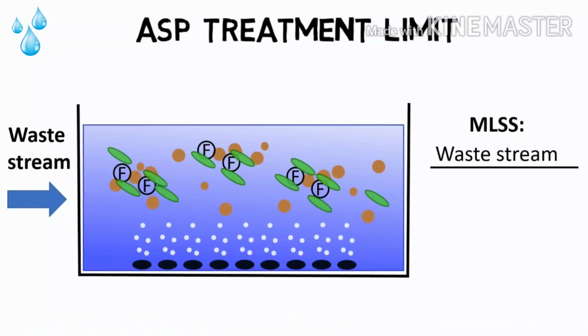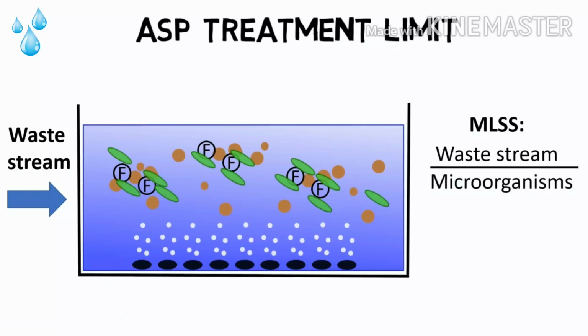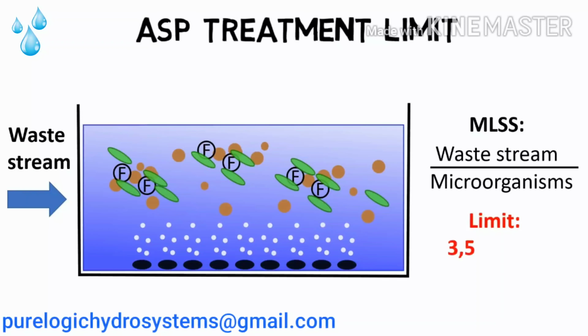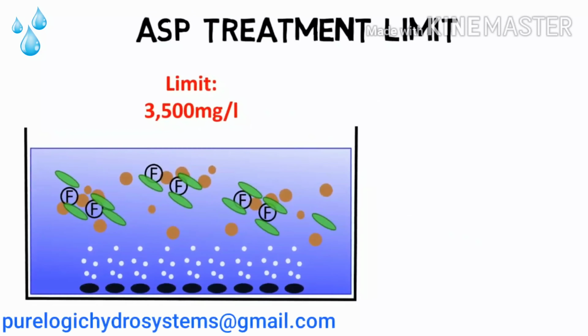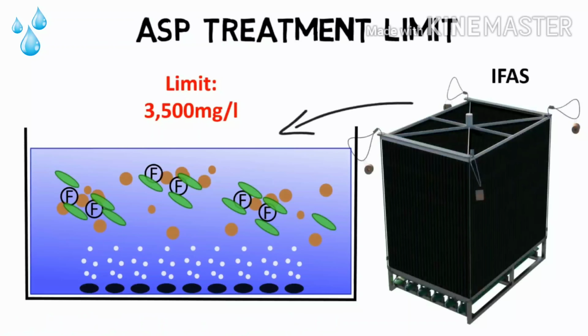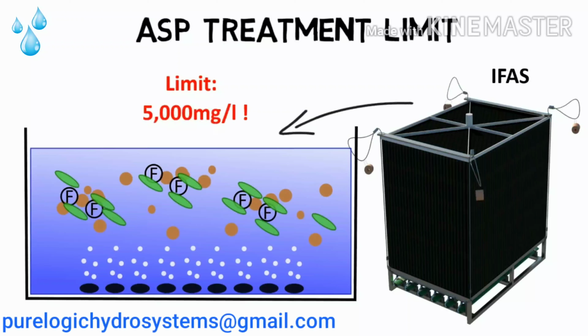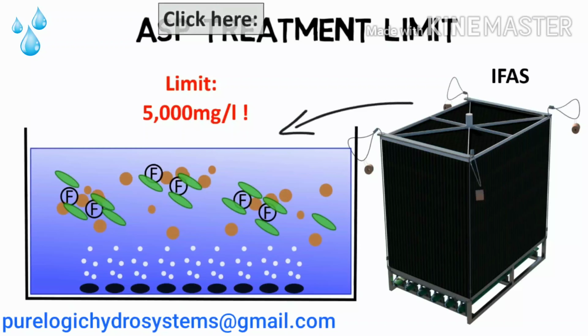The higher the MLSS, the less volume is needed to remove BOD from the waste stream. The maximum MLSS concentration for activated sludge basins is about 3,500 milligrams per litre. However, by adding fixed film media into the aeration basin, also known as IFAS systems, the MLSS can be increased by up to 5,000 milligrams per litre, meaning the treatment performance can be increased by up to 50%.